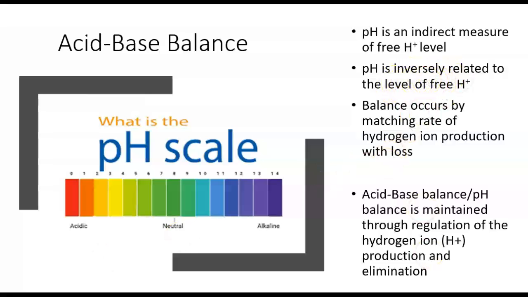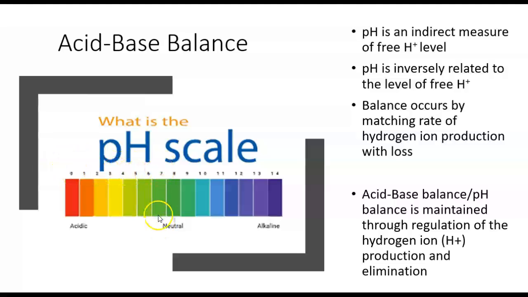So in a solution, if it has a higher number of free hydrogen ions, the pH value will actually be less. If you remember, in general, a neutral pH is 7. If something was changed in that solution where it increased the number of hydrogen ions, an increase in hydrogen ions would be a decrease in pH. So we would see the pH become more acidic.